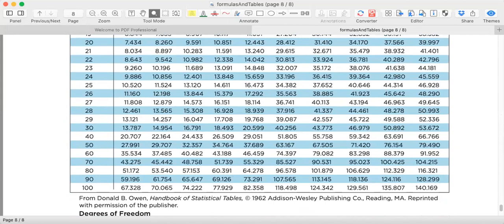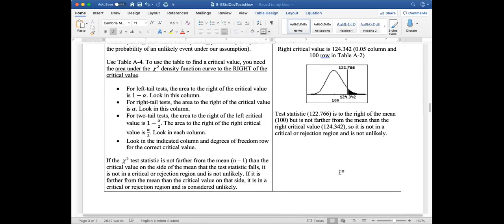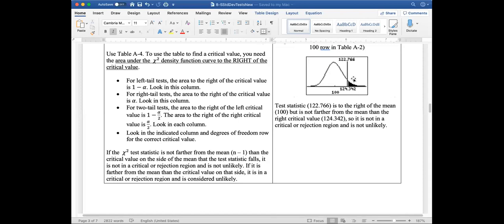So let's go back and look at what we got here, 124.342. And then we plot the test statistic, which is 122.766, to determine if it is farther from the mean, farther from 100 than 124.342, and it is not. It is less than 124.342. Therefore, it is not in the critical or rejection region. Therefore, it is not considered unlikely.